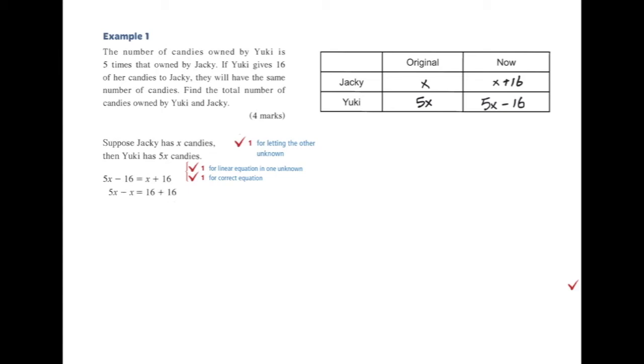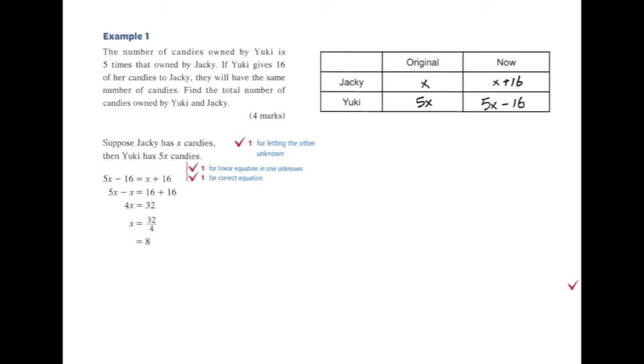We have 5X minus X equals 16 plus 16. Then 4X equals 32. Divide both sides by 4. We have X equals 32 over 4. X equals 8. But note that the question is not asking about the value of X.